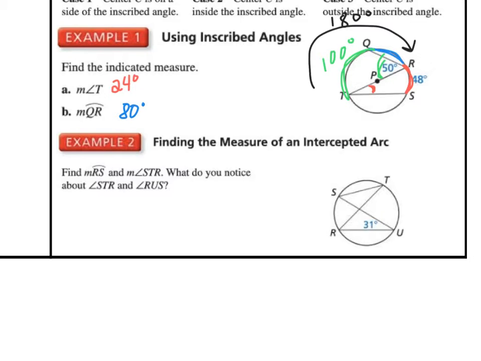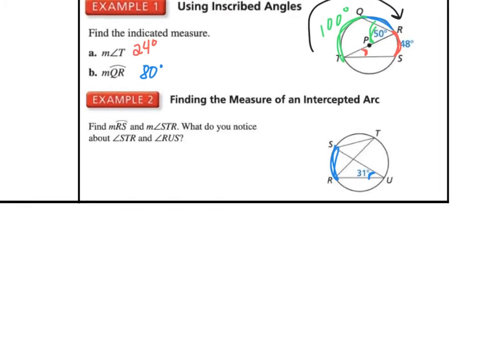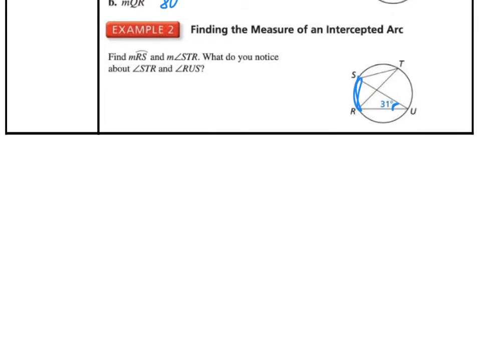Next one says find the measure of the minor arc RS. RS corresponds to angle U. RS would have to be double. What's RS? 62. So the measure of arc RS is 62 degrees.